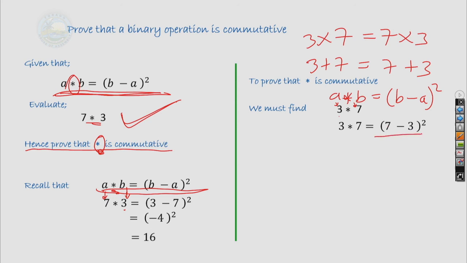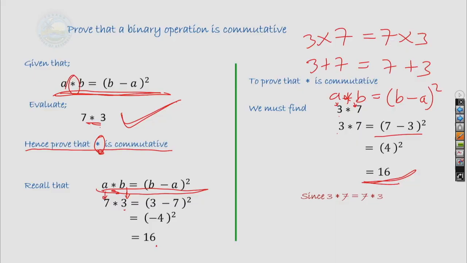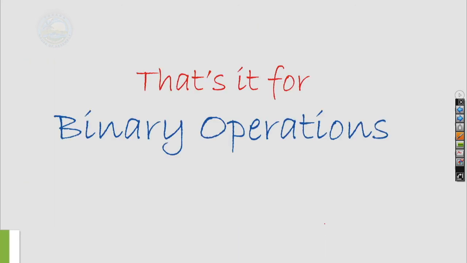Once we have this line, our next step is simply to use our laws of integers. 7 minus 3 squared is going to give us 4 squared. What is 4 squared? 4 squared is 16. So here we have 7 star 3 giving us 16, and here we have 3 star 7 also giving us 16. The order seems not to matter. The answer is still the same. Therefore, since 3 star 7 is equal to 7 star 3, we can say that the star operator in this instance is commutative. So that's it for binary operations.